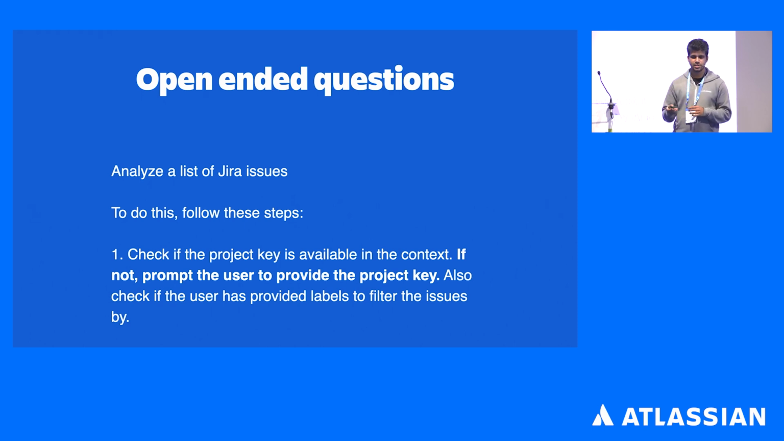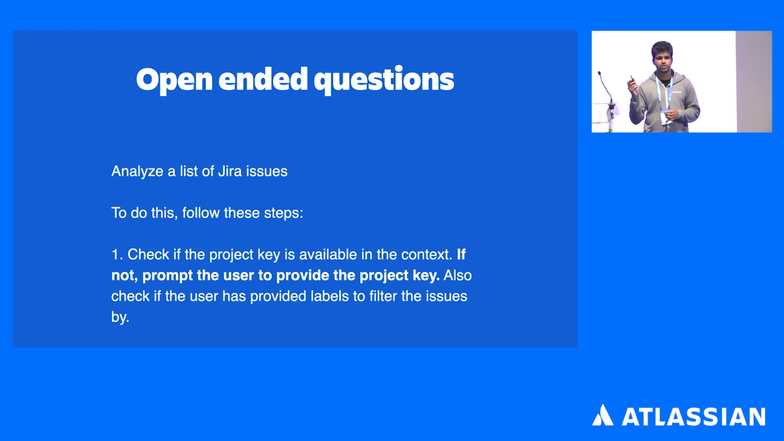So what I did was, when I told the agent to follow these steps while performing the operation, I added this one line: if it can't get that project key, prompt the user to provide the project key. So, very small tweak. Using this, the agent was now able to ask open-ended questions.